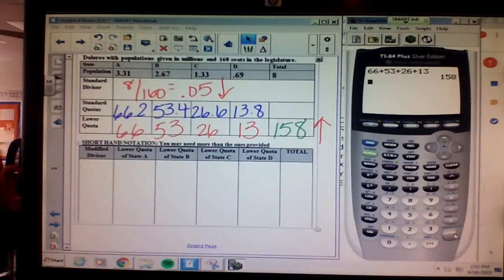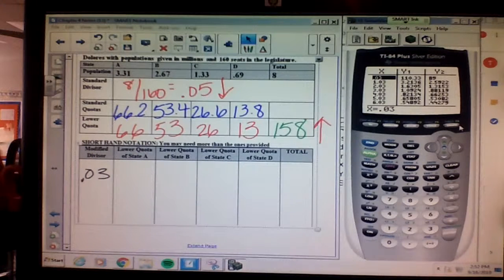0.0 what? 0.03. Look at that first state. We went from 66 to 110. I'm going to go with that's way too low.